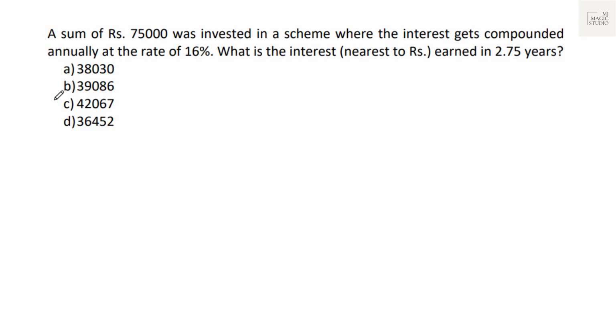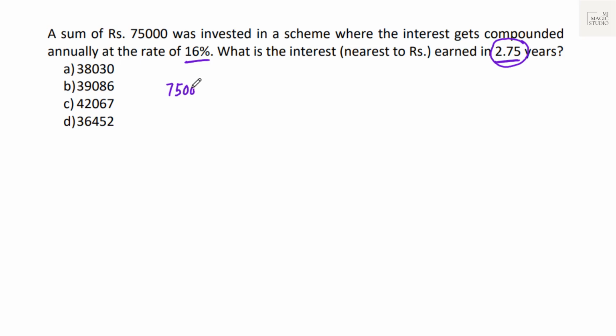Now, a sum of rupees 75,000 was invested in a scheme where the interest gets compounded annually at the rate of 16%. What is the interest nearest to the rupee earned in 2.75 years? Whenever whole number years are not given, how to do this?